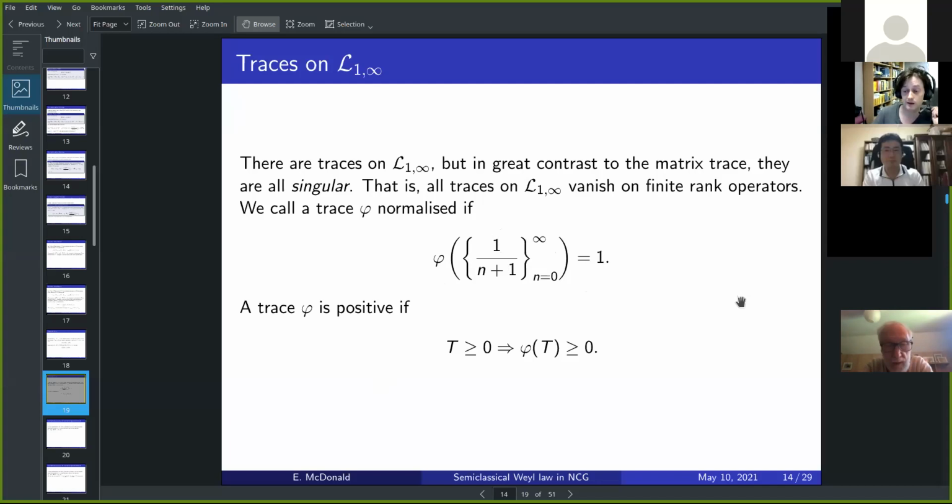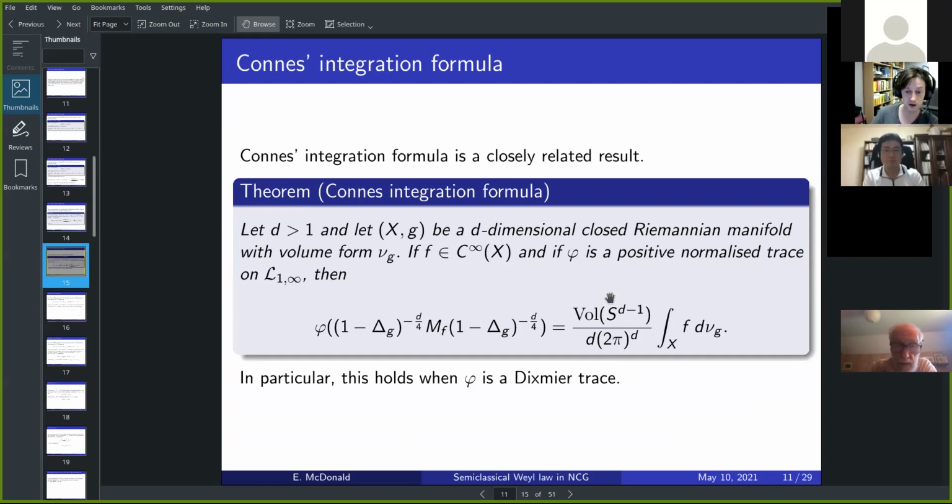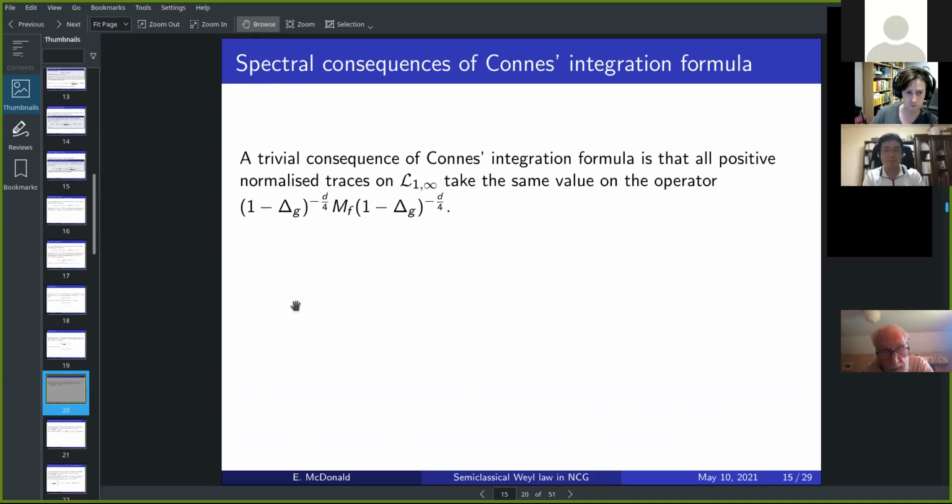And a trace is said to be positive if it is positive as a linear functional. That is, if T is a positive element of L^{1,infinity}, then phi of T is bigger than or equal to 0. So thinking about Connes' integral formula, I've now defined all of this terminology. Phi is a positive normalized trace on L^{1,infinity}. Okay, so what does Connes' integral formula actually imply about the spectrum of the operator inside the trace?